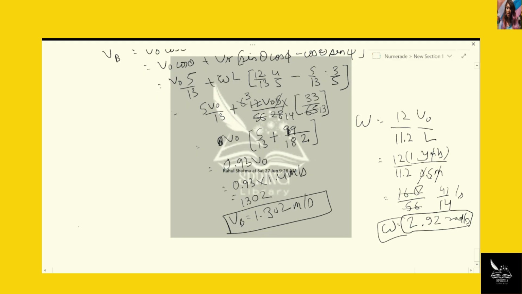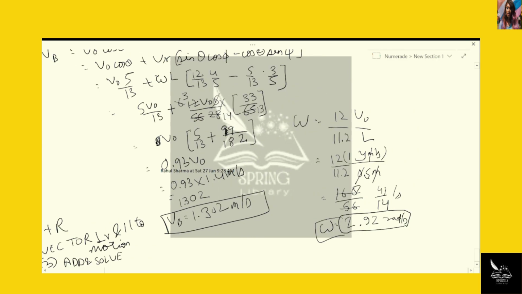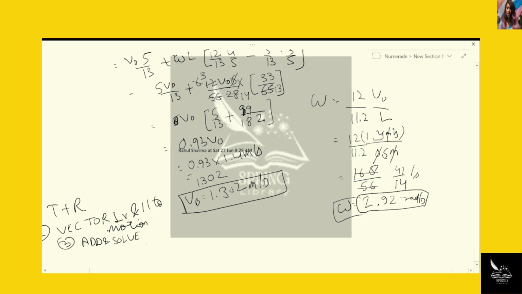So remember, there are 3 steps. First, break the motion into translation plus rotation. Second is break the vectors or velocities into components perpendicular and parallel to motion. And third is add and solve. Basically, the perpendicular to motion components will be equal because they have to cancel to give 0, and the parallel to motion component will actually give you the velocity you want. So follow these 3 steps, and these are just some mathematical and geometrical relations, and eventually you'll be able to solve any of these problems.